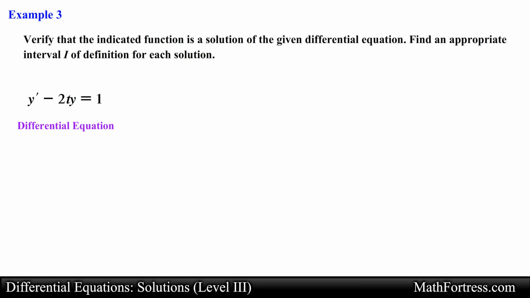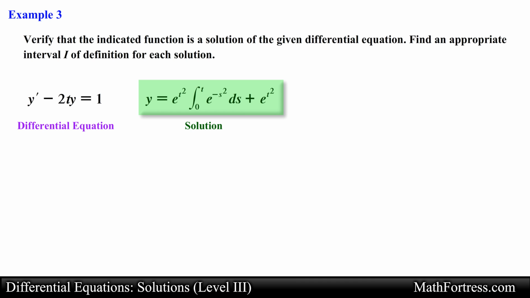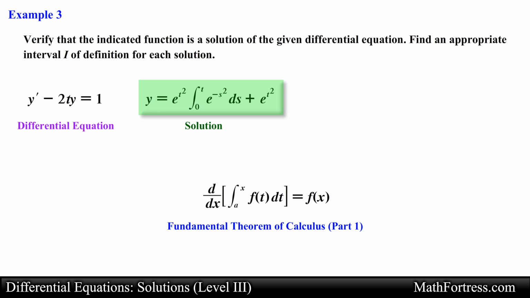The differential equation is y prime minus 2 times ty equals 1, and the function to verify is y equals e raised to the power of t squared times the integral from 0 to t of e raised to the power of negative s squared ds plus e raised to the power of t squared. You might have seen functions of this form way back in your first calculus course when you were introduced to the fundamental theorem of calculus. We will have to invoke it once more in order to find the derivative of this function.